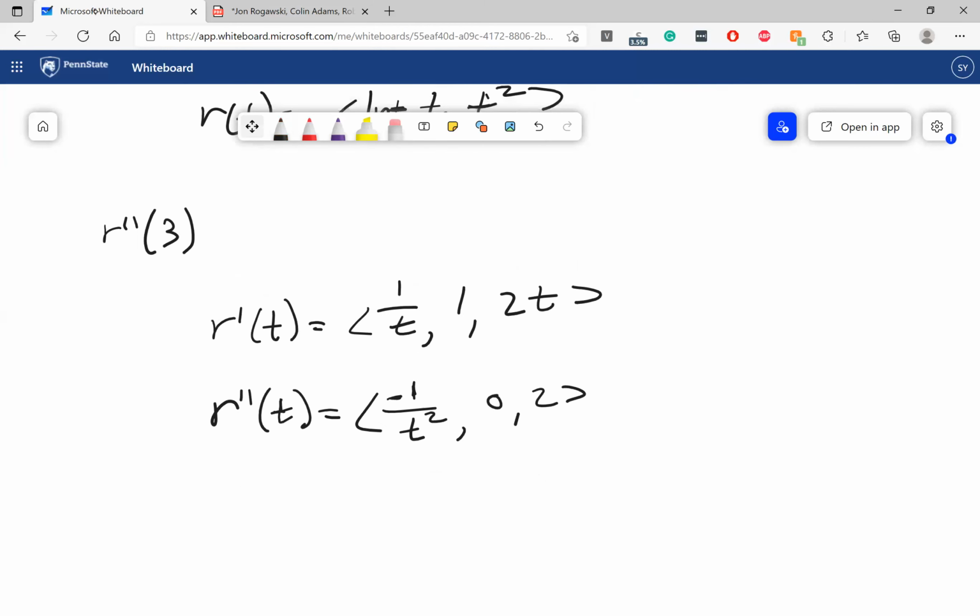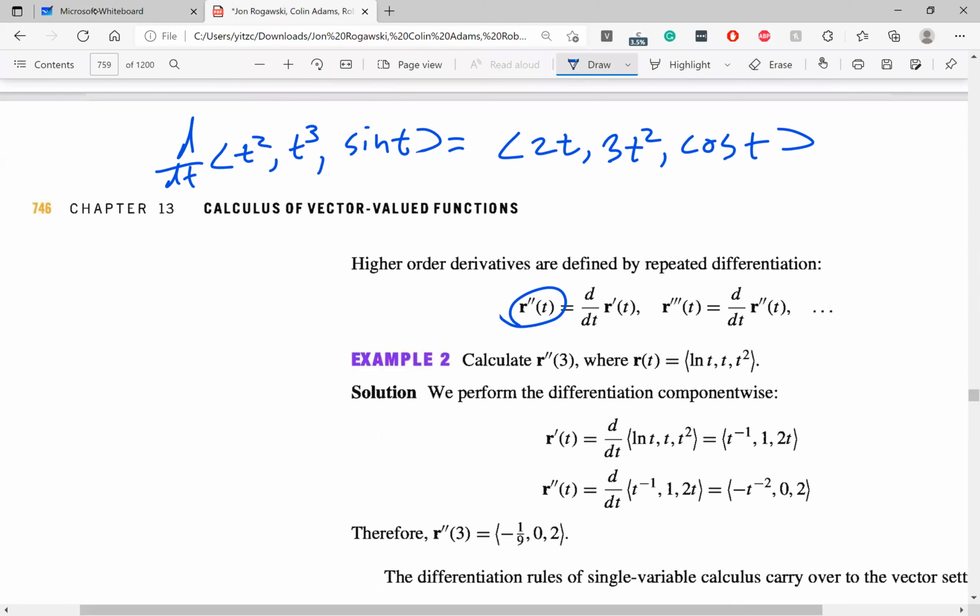So now we plug in our 3, so r double prime of 3 is negative 1 over 9, 0, and 2. Any questions? Okay.